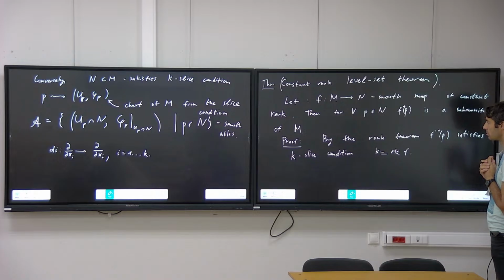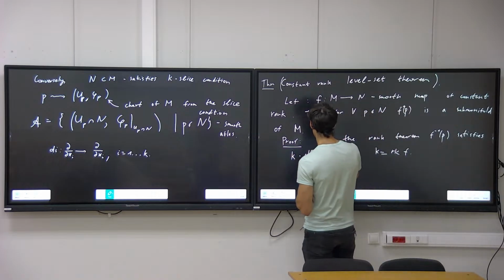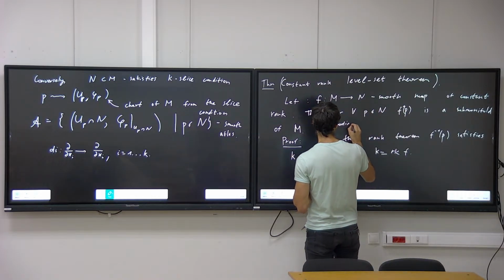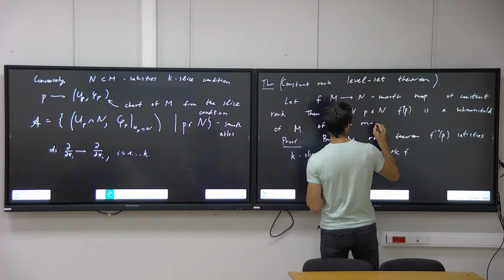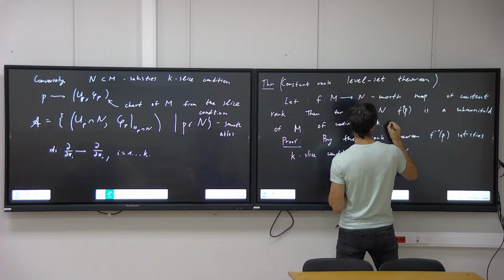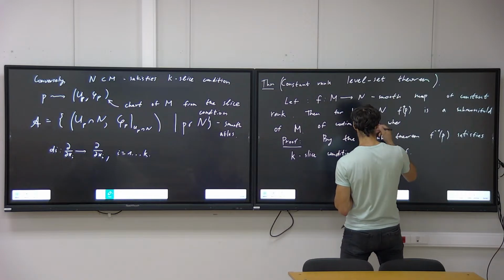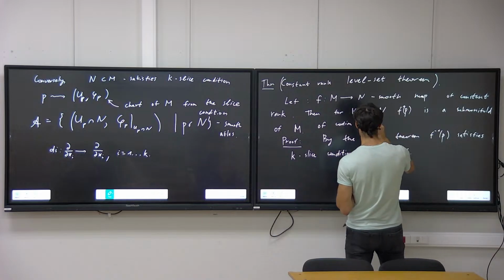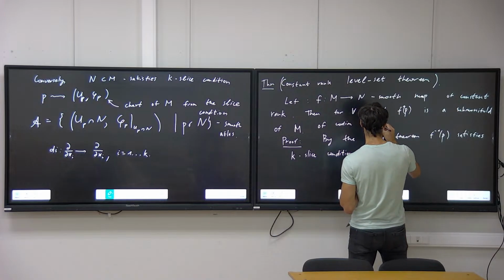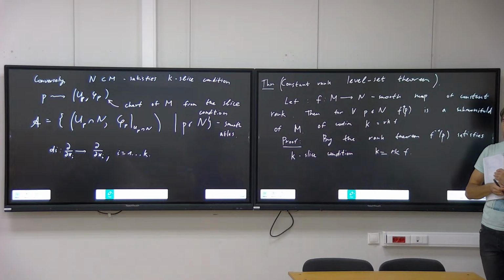Moreover, I can also say it is a submanifold of M of which codimension, just to be more specific? Sorry, of codimension k, which is the rank of F. So rank is codimension.